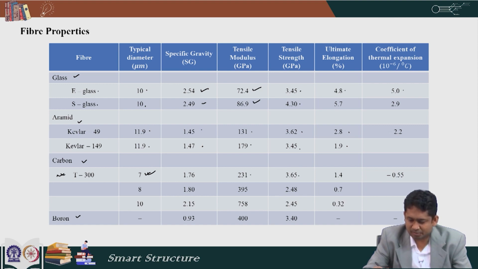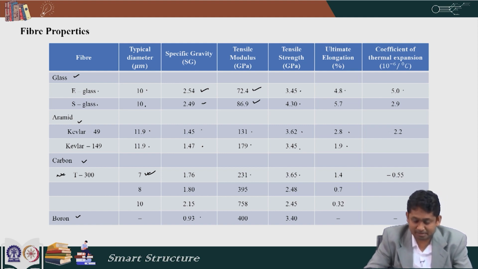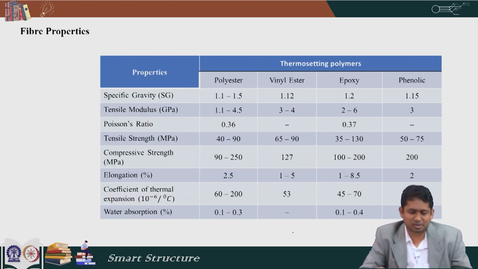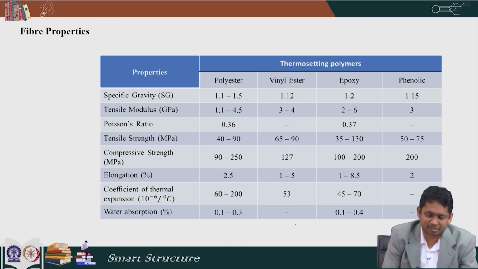The tensile strength is comparable, ultimate elongation is much less, and boron fiber has these properties. Its specific gravity is much less, its tensile modulus is much higher, tensile strength is somewhat comparable. Now comes polymers. When we talk about polymers, I mean the matrix material.